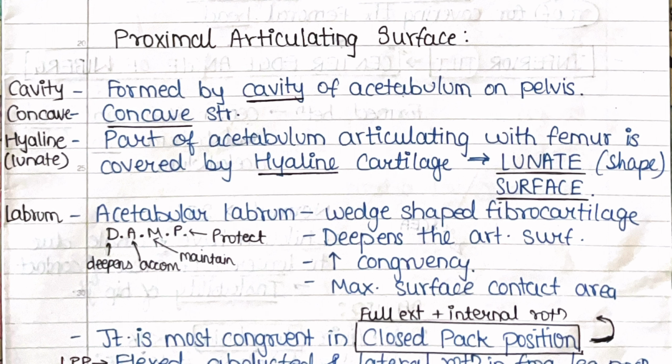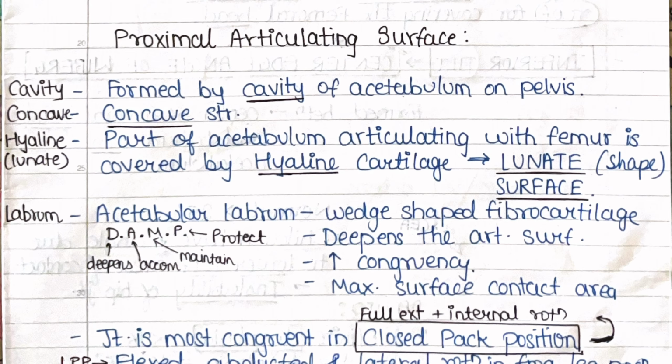Its functions are remembered by the mnemonic DAMP. D means it deepens, A means it accommodates, M means it maintains the contact between the head of the femur and the acetabular fossa, and P means it protects the head from slipping. It deepens the cavity, accommodates the head of the femur, maintains the contact and protects from other sorts of conditions.